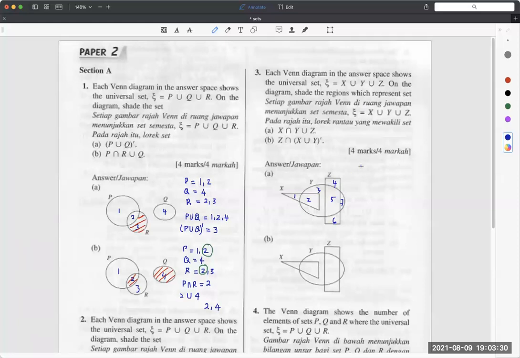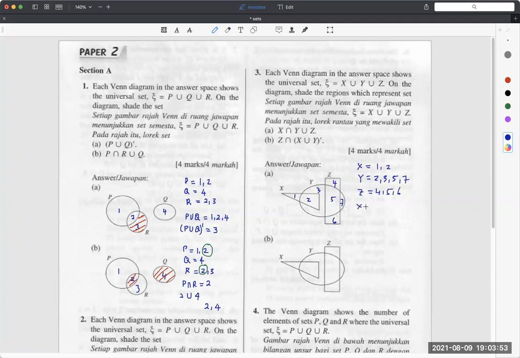Dan kita senaraikan X meliputi kawasan 1 dan 2. Y meliputi kawasan 2, 3, 5, 7. Z, 4, 5 dan 6. Okay, now you look at the question.